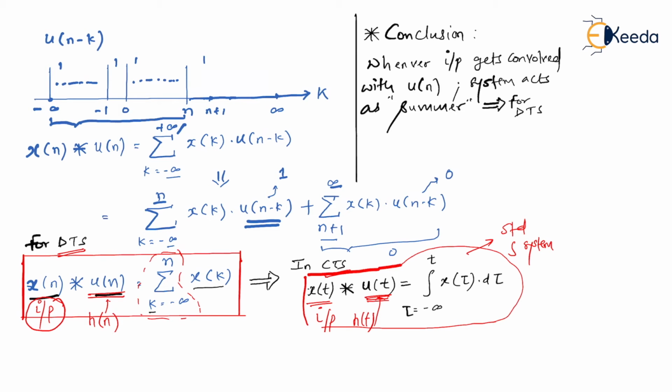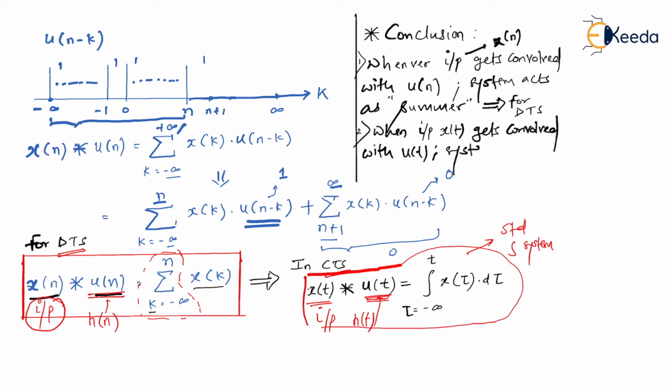So the conclusion that I have written for discrete time system: whenever input x of n gets convolved with u of n, the system acts as a summer. That is for discrete time system. Similarly, for continuous time system, whenever your input gets convolved with u of t, then the system is acting as a standard integrator system. So this is for a continuous time system.